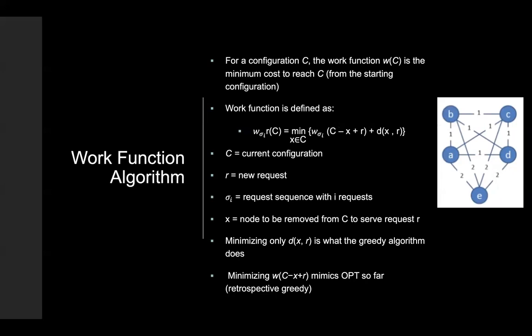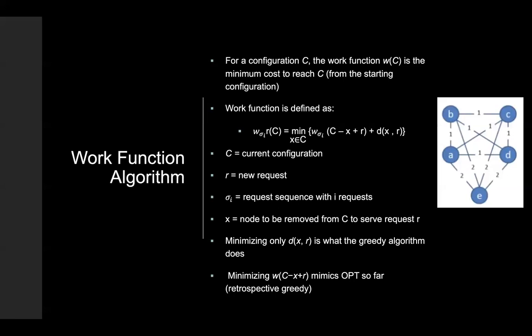This means that we are computing the total distance that would be incurred if we move a server from x in configuration C to r. If you remove w of c minus x plus r from the equation, the remaining part is min of d of x comma r, which is nothing but finding out the closest server x to move to the location r. This is exactly what the greedy algorithm does.